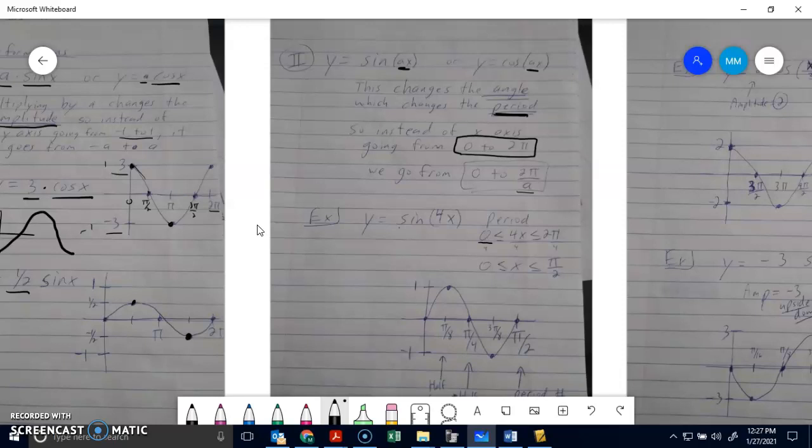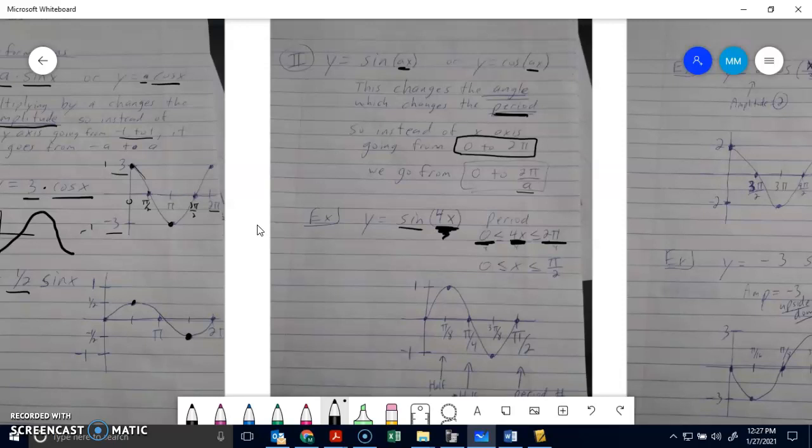My angle, sine of 4x, 4x is my angle. So I put 4x in between my two endpoints, if you will. We know that sine goes from 0 to 2 pi, but that's 4x going from 0 to 2 pi. So I'm going to solve for x by dividing everything by 4. 0 still, x in the middle, 2 pi divided by 4 becomes pi over 2. 2 over 4 reduces into 1/2, so it's half of pi.